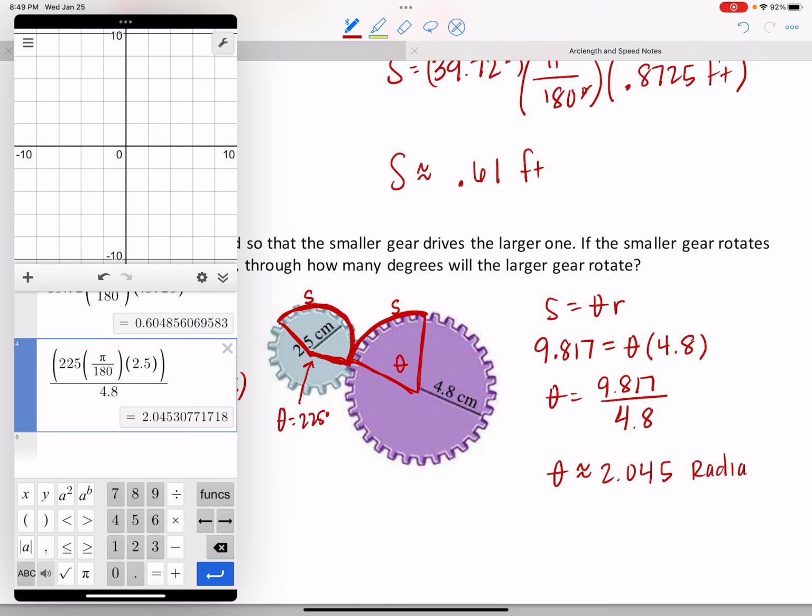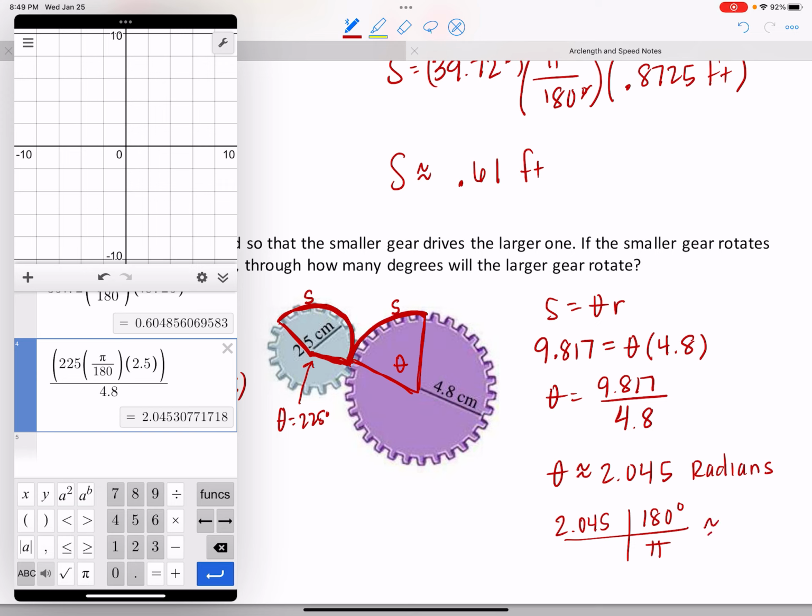Remember when we use the angle in the formula, we're looking at a radian measure. So we have one more step to finish this problem off because it asks us how many degrees. So now I got to take this and convert it to degrees. So to convert to degrees, we have 2.045 radians. Remember, to go to degrees, I want the degrees back in the picture. That means 180 is on top of that fraction, and I got to divide by pi.